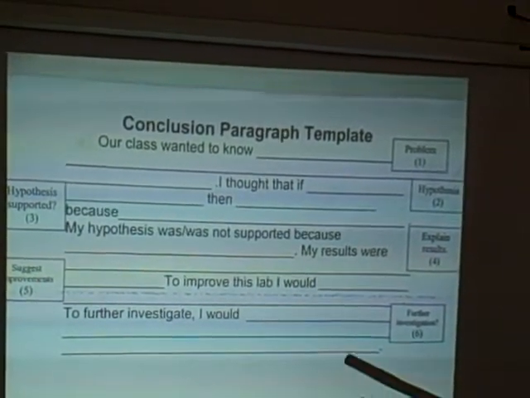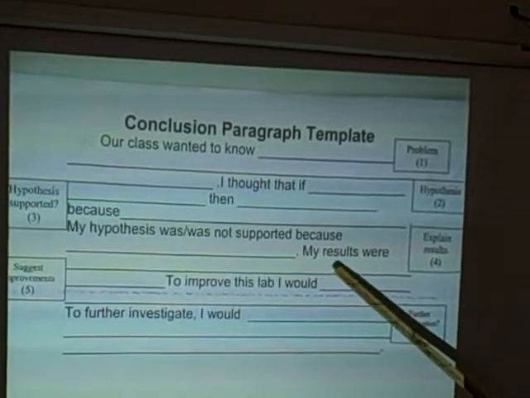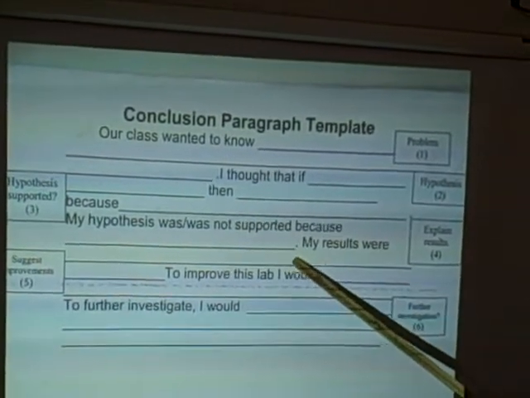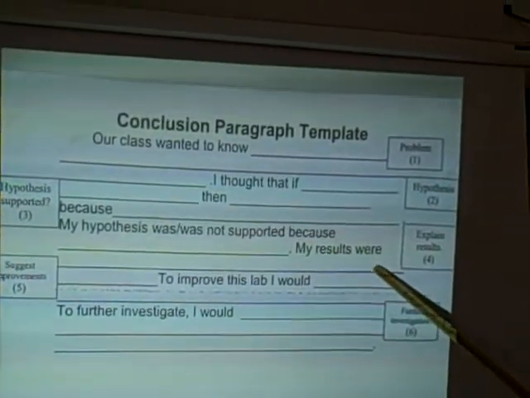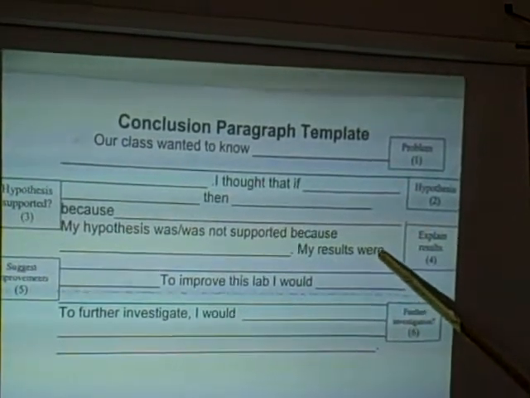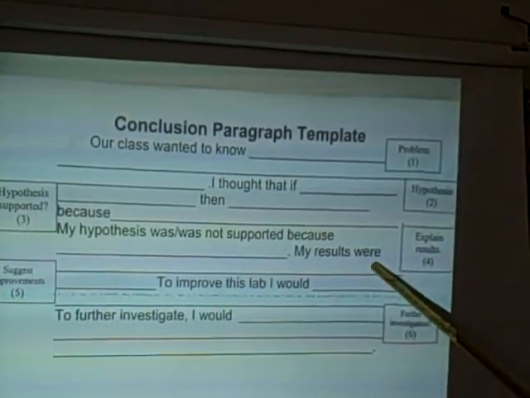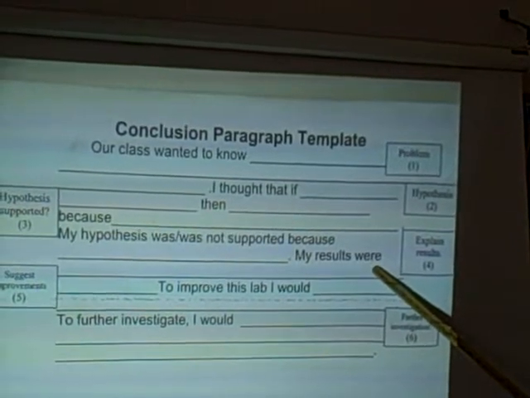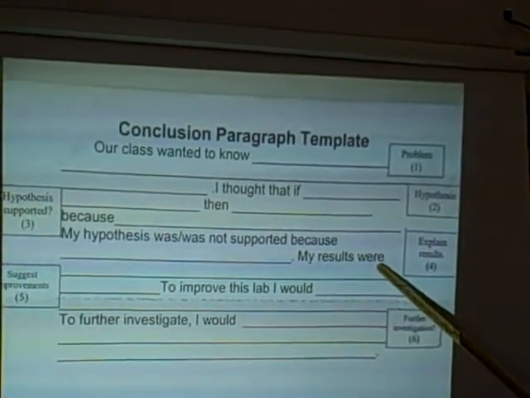Then you talk about your results, part 4. My results were, and you can list several of the key results that occurred during your experiment. This also may be more than one sentence. In this template, it's one just to get you learning how to do the paragraph.